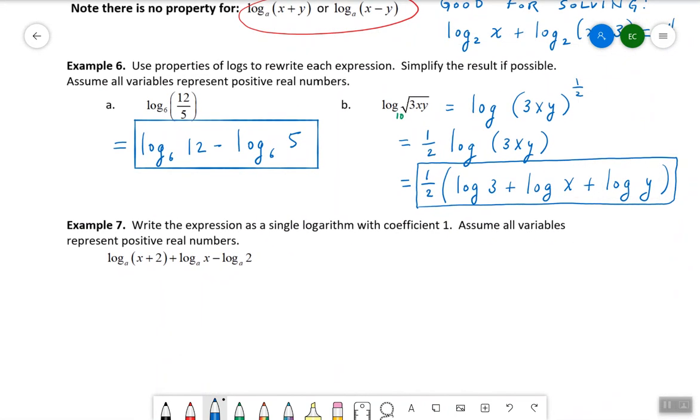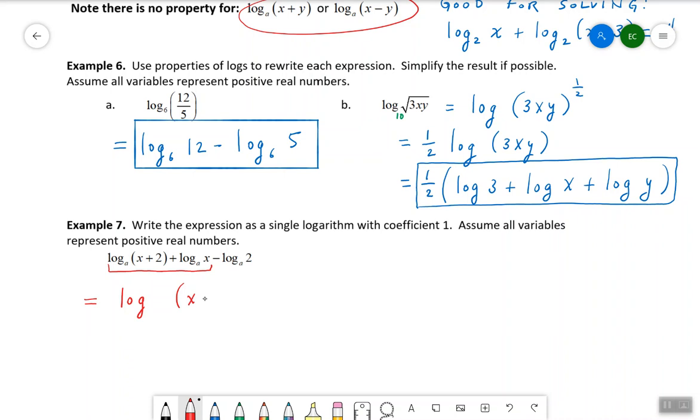Okay, and then in the next example, we're going to do something similar, but a reverse process. We're going to take several logs and put them together as a single log, right? And in example 6, we took a single log and wrote it out as more than one log. Now take 3 logs here in example 7, and rewrite it as a single logarithm. And so we can take the first 2, that's 2 logs being added together, and we can write that as the log of a product.